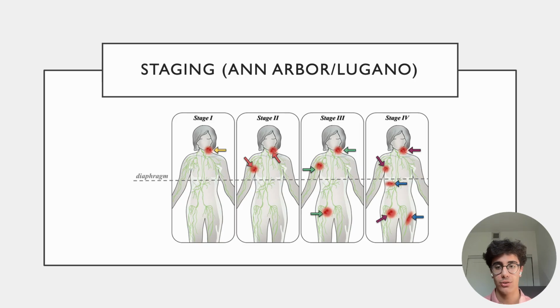Now, as I mentioned, there are also letters. Letter A would indicate absence of B symptoms: drenching night sweats, severe fevers, weight loss of more than 10% of initial weight in 6 months. B is the presence of B symptoms, and E denotes extranodal extension, basically that disease has spread from a lymph node directly into an adjacent organ outside of the lymphatic system.